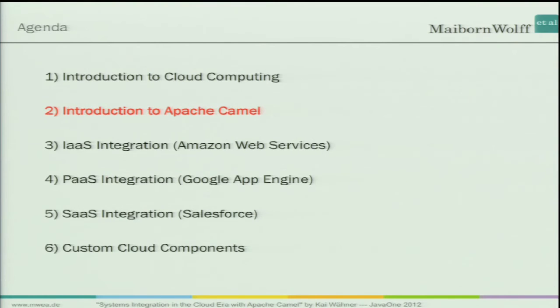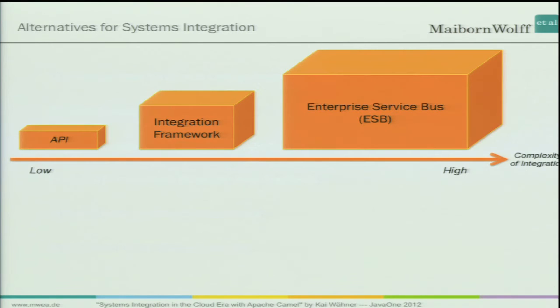So let's now come to Apache Camel. What is Apache Camel? Apache Camel is an integration framework. To explain what exactly an integration framework is, I have a small graphic here. On the left, this is just an API. If you have an integration problem and have, for example, to use just one cloud service, then you can use the API of that service.